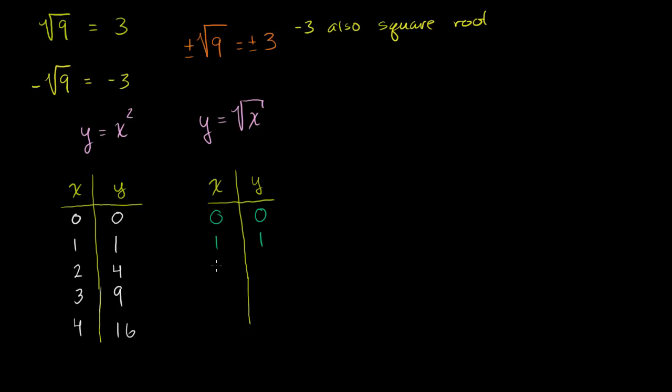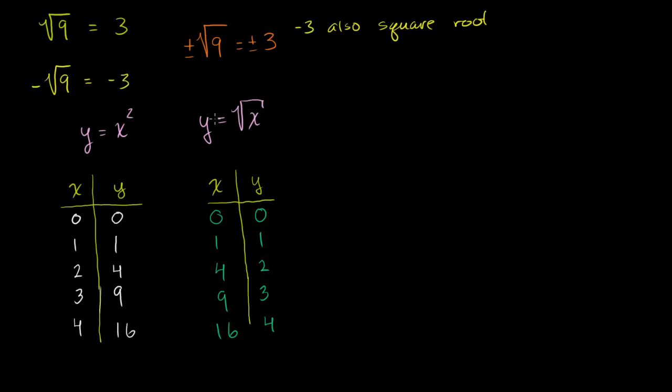When x is 4, the principal square root of 4 is positive 2. When x is equal to 9, the principal square root of 9 is 3. Finally, when x is equal to 16, the principal square root of 16 is 4. So I think you already see how these two are related. We've essentially just swapped the x's and the y's. Here x is 2, y is 4. Here x is 4, y is 2. 3 comma 9, 9 comma 3. 4 comma 16, 16 comma 4. And that makes complete sense.